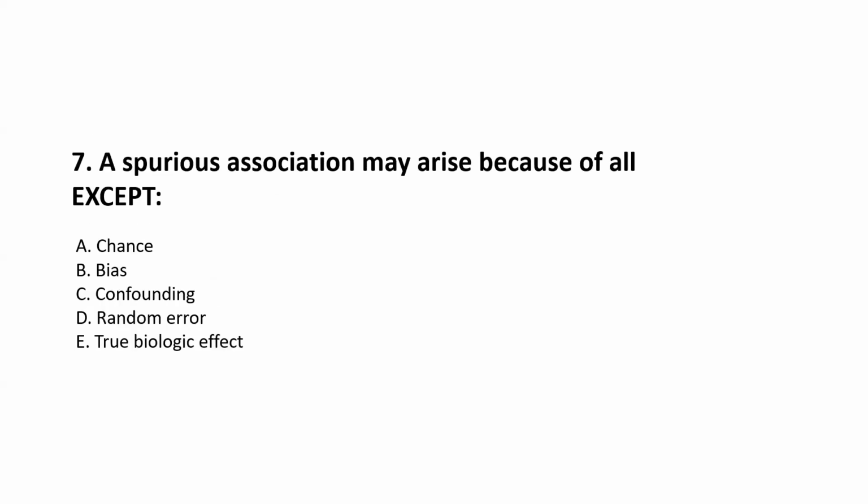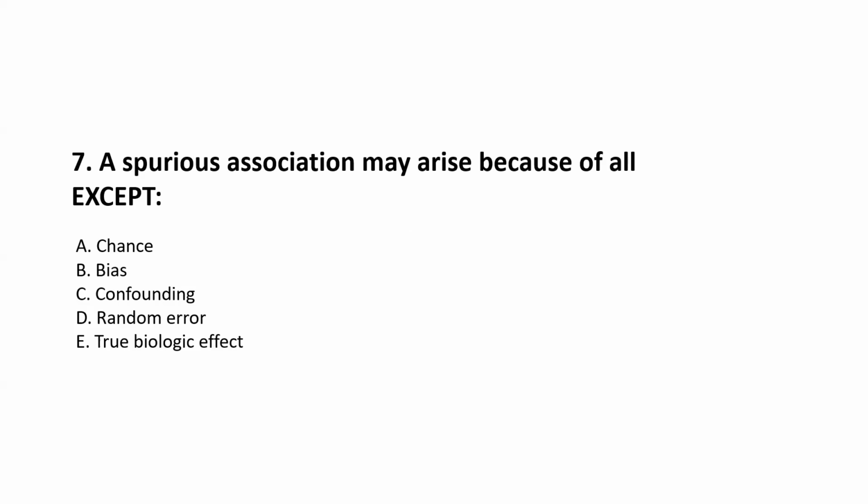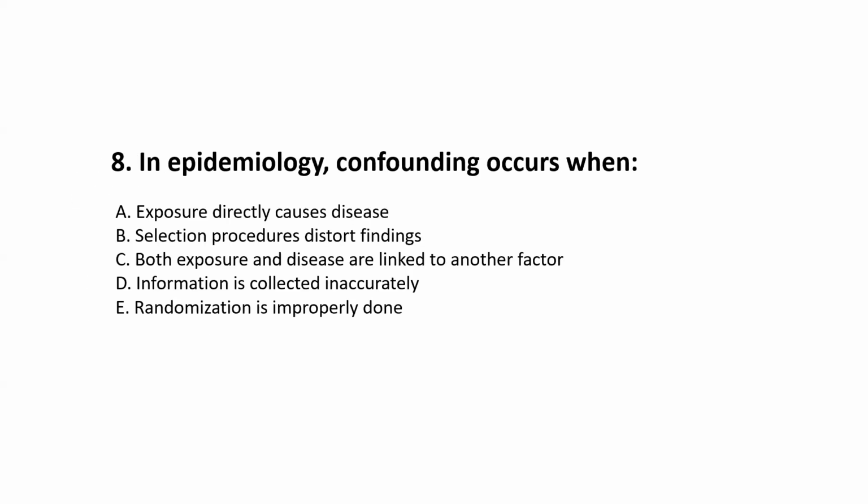MCQ number 7: a spurious association may arise because of all except A, chance, B, bias, C, confounding, D, random error, E, true biological effect. E is the right option.